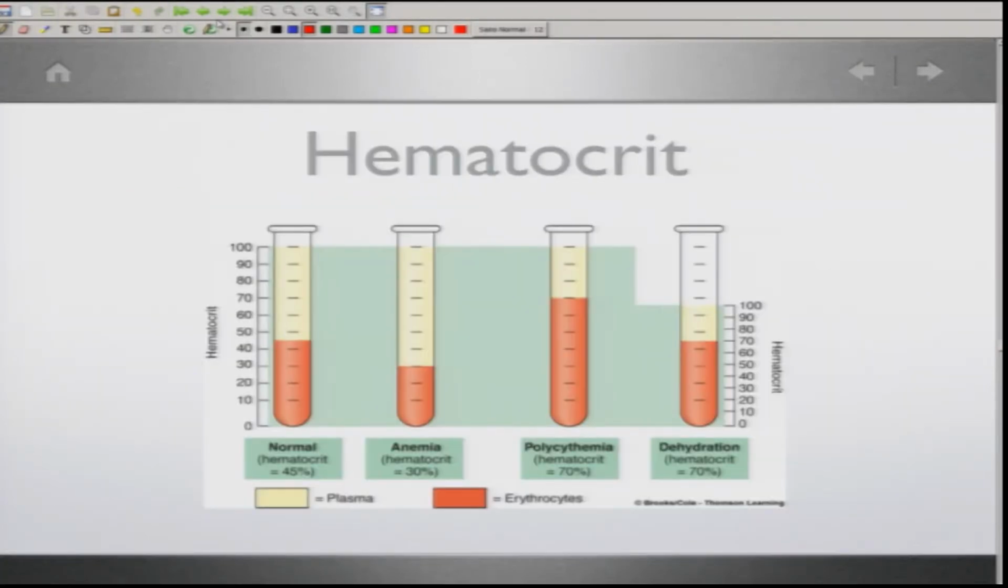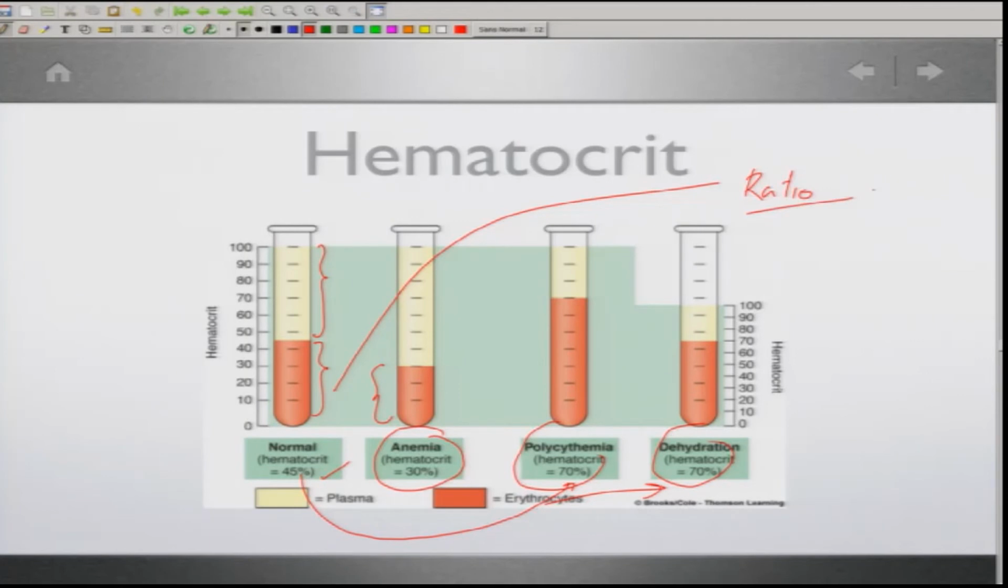So, what is hematocrit? Hematocrit is basically, here you have the plasma fraction, here you have the solid fraction, which is 45% normally; in case of anemia, where there is lack of blood, this is 30%. In polycythemia, this has increased to 70%, and during dehydration it also increases. So, what is important to note is that in this situation and this situation, the ratio I was telling you about is getting disturbed between the formed elements.